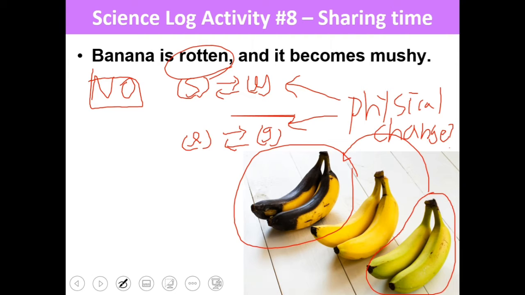If you look at the physical state itself, it's a solid just turning into a mushy solid. I know it's mushy. That means the solid became a little weakened by the rotting process or decomposition. But one thing that you need to understand is a solid is still a solid. So this is not an example of, how can I say, physical change. Have that in your mind.